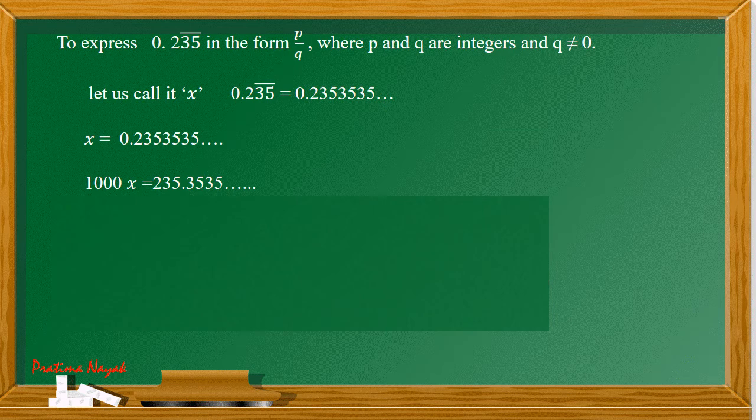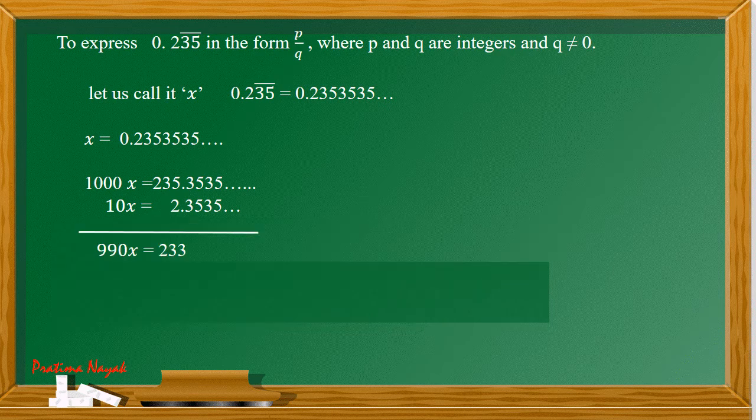So x is 0.2353535. I'll multiply with 1000, so it will be 235.3535. Next I'll multiply by 10. It will be 2.353535. So get it again. First we multiply by 1000 as there are 3 digits, and then multiply by 10 because I will shift the decimal to where the recurring starts. Recurring starts from 35, so I multiply by 10 so that it will be 2 point and 35 repeated. Then subtract.